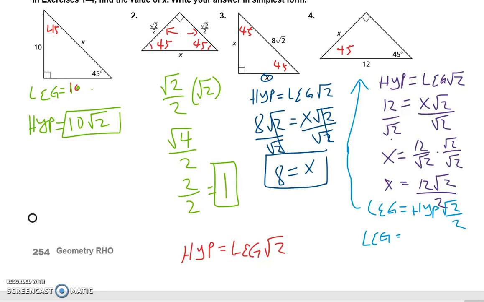Leg equals, the height is 12. 12 square root of 2 over 2, which is 12 divided by 2 is 6. So the answer is actually 6 square root of 2, which I forgot to reduce right there. It's going to be the same thing. I forgot to reduce that one.